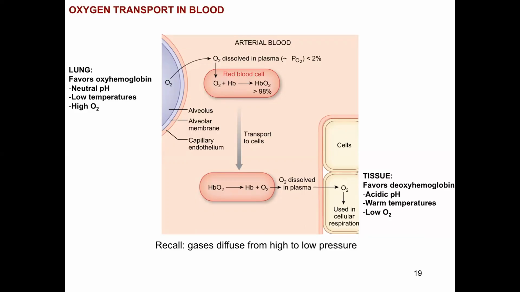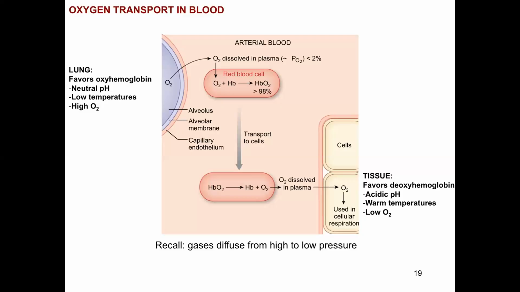So we have a neutral pH, we have low temperatures, and we have a high pressure or high concentration of oxygen. And that is all conducive to allowing oxygen to bind to the hemoglobin. Now, conversely, at the tissue, it is more acidic, and I'm going to get into that in a sec. That's going to change the shape of our protein. Our hemoglobin protein is going to be less inclined to bind to oxygen. Its affinity for oxygen will decrease, which will help unload it, which is what we want.